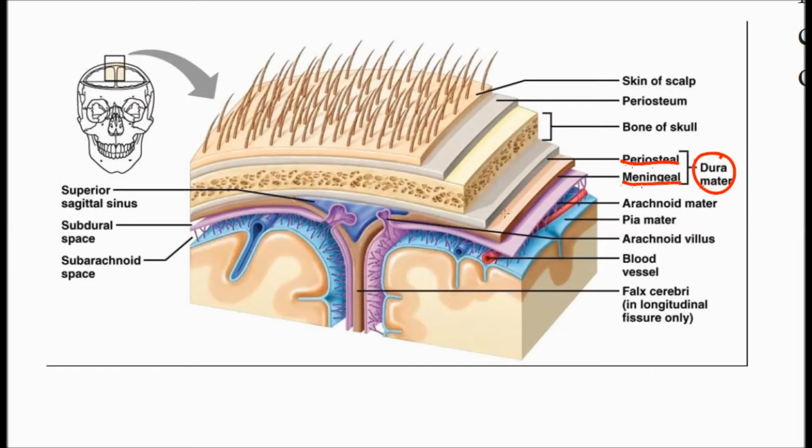Between the periosteal and meningeal layers runs the venous structure which we just covered, which is the superior sagittal sinus that collects the superficial venous blood in the skull. So because the dura mater is two layers, between the 2 layers you can find the superior sagittal sinus.